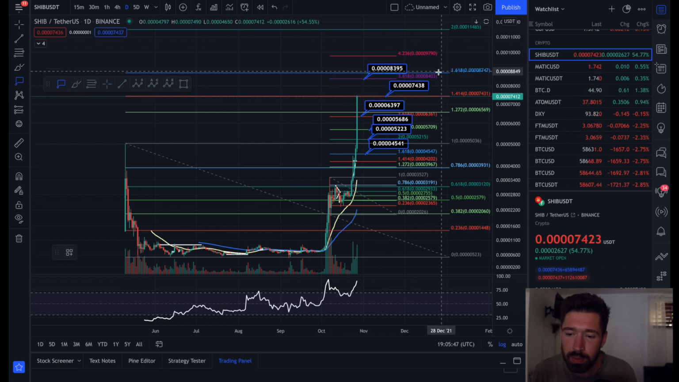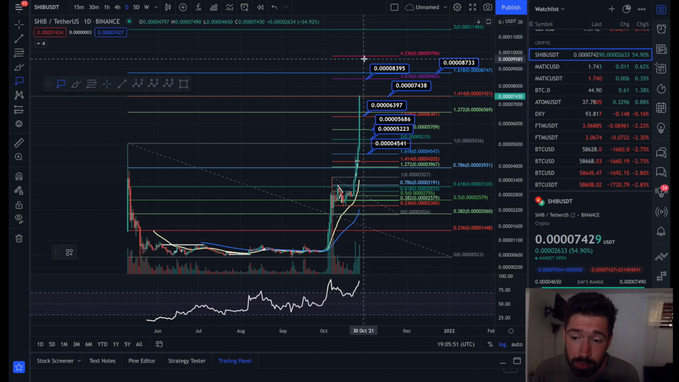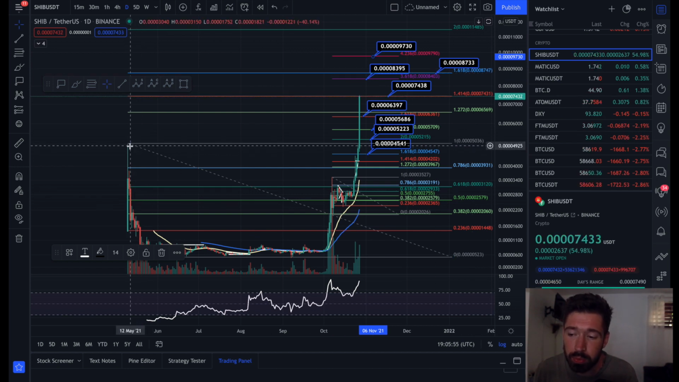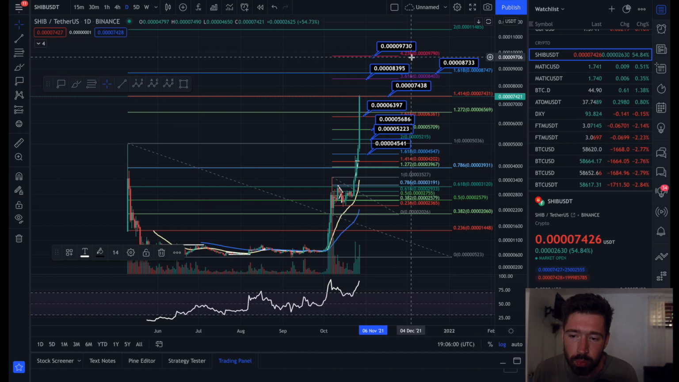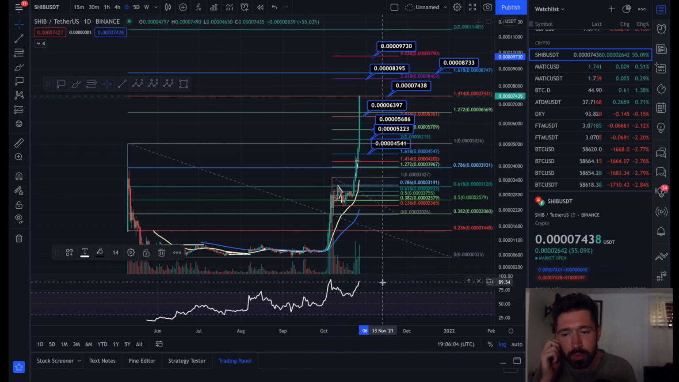I know the double Fibonacci is a bit distracting here, but it can give you your levels of resistance when you're in price discovery. So we have the 1.618 pulled from our previous all-time high, 0.087, and the 4.236 pulled from this swing high down to swing low at 0.0097.